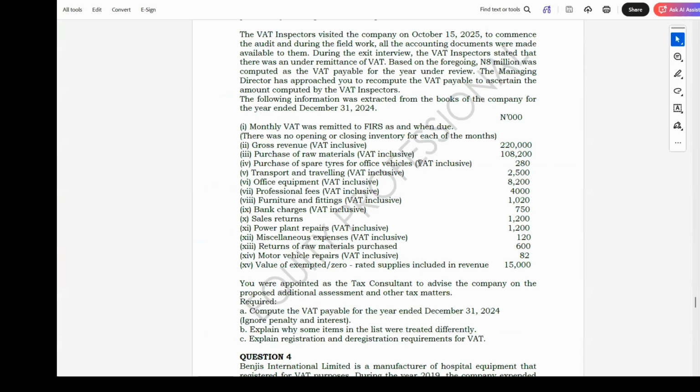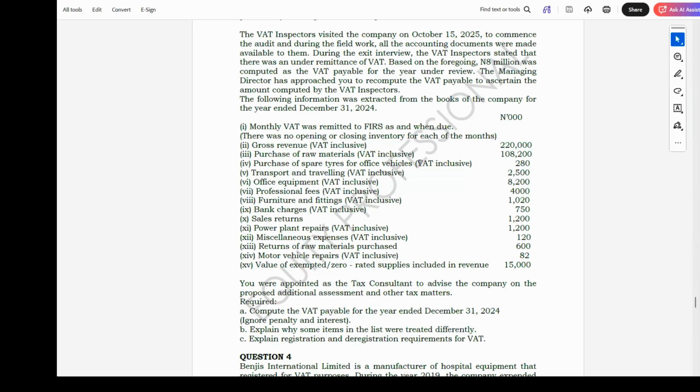Transport and traveling, which type of expenditure is that? Indirect. We don't have any business with it. It's going to be taken to profit or loss. Office equipment is capital expenditure.